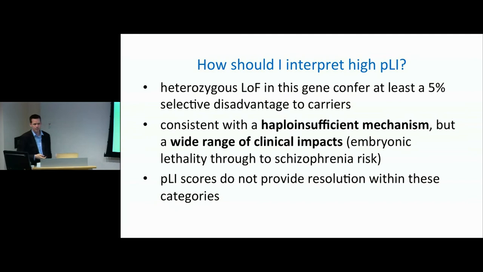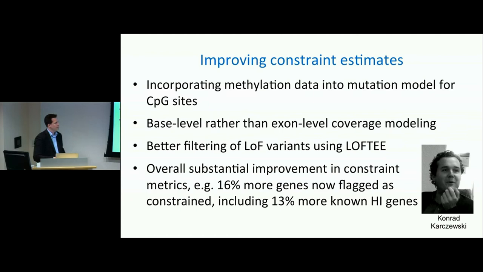So there's lots of work that we have ahead of us, some of which I've already mentioned, to improve these constraint estimates. This work is now being led by Konrad Karczewski from my group. Konrad has done a number of things on the new gnomAD dataset to improve constraint, and these new constraint metrics will be released at some point over the next few weeks. He has built methylation data into our mutation model for CpG sites, and that turns out to substantially improve our prediction of mutation rates within CpGs.